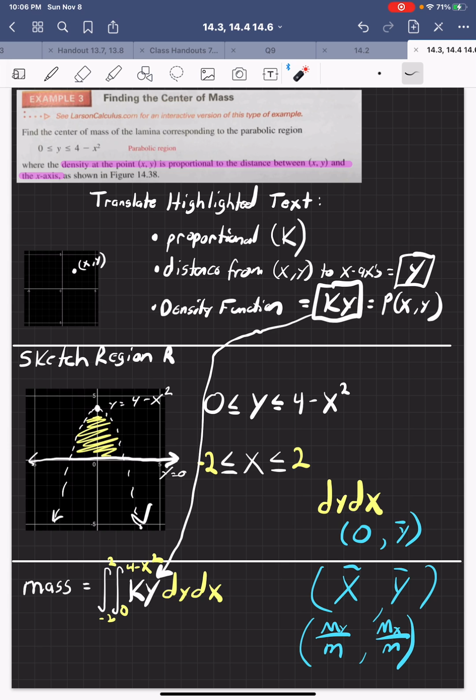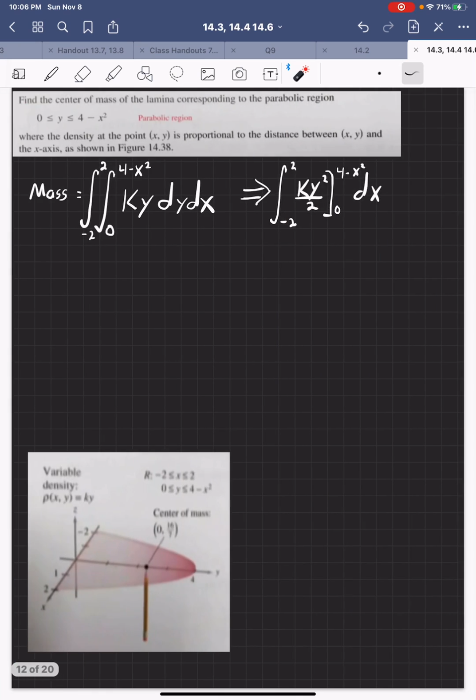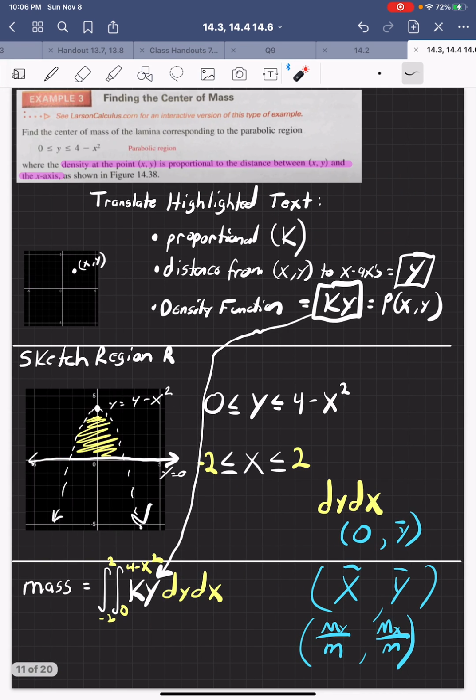Okay, so what are we going to do? We got everything set up. So when we get back, we're going to just start this integration process. But I will see you then.